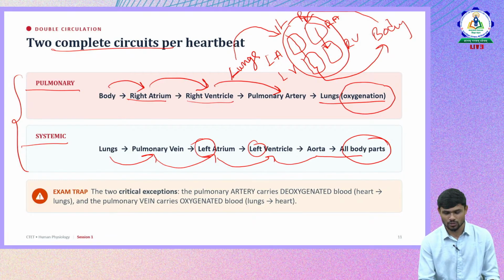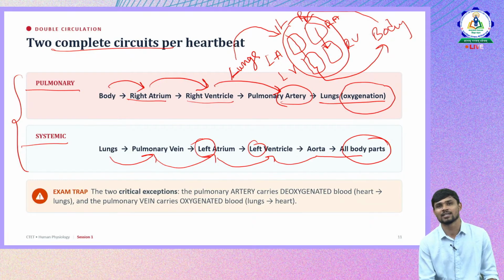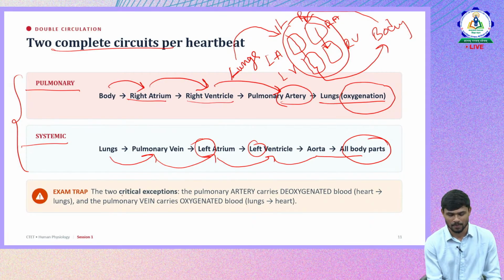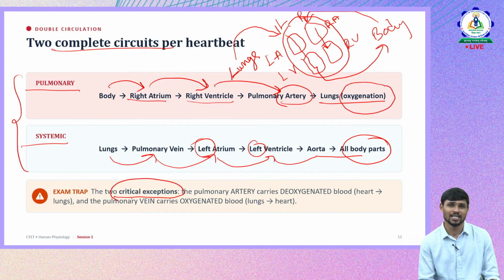Arteries and veins: we have two types of blood vessels. Arteries carry oxygenated blood and veins carry deoxygenated blood, the blue color blood. But there is an exception. In the morning also, and in the previous sessions, we were discussing that CTET will focus on the exceptions.